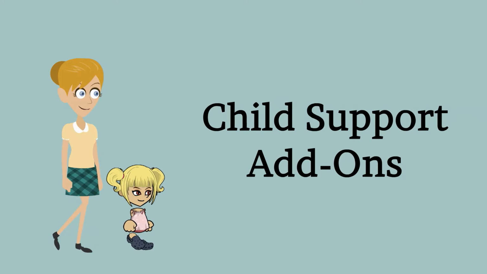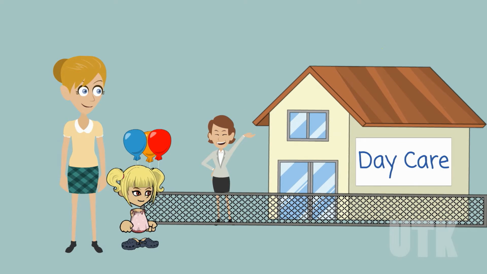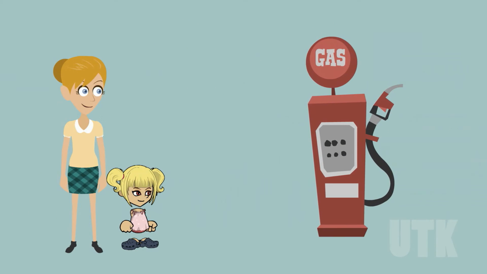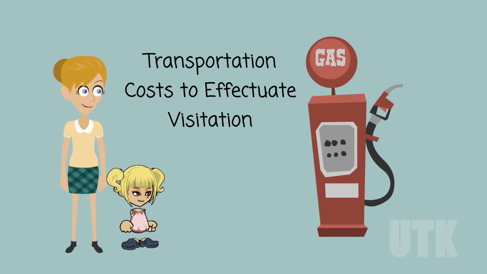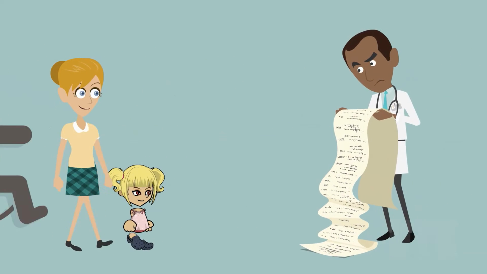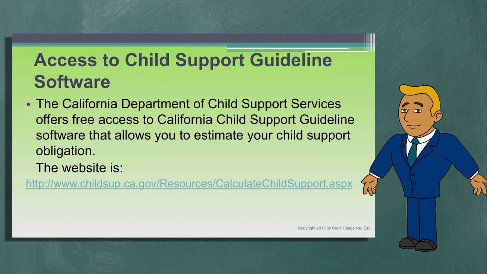Child support add-ons. In addition to the basic child support order, a parent may be liable for a portion of the following child support add-ons, such as daycare cost to allow a parent to work or get training or schooling to acquire work skills, children's health care insurance cost, transportation cost to effectuate visitation, any special education needs, and lastly, uninsured medical costs.